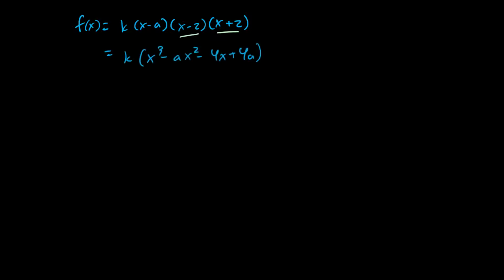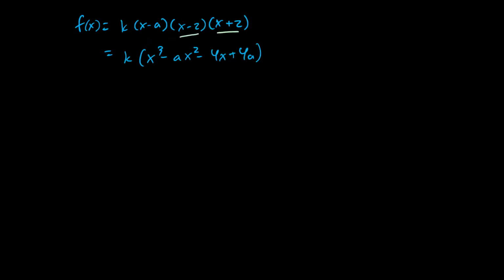Alright, so let f of x be a cubic polynomial where we know we have intercepts at ±2. We don't know what the third intercept is, but hopefully we can figure out what it should be if it gets us the min and max the way we want. Now if I FOIL this out, I should get something like this.